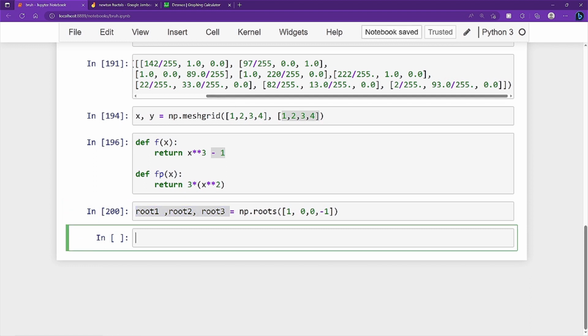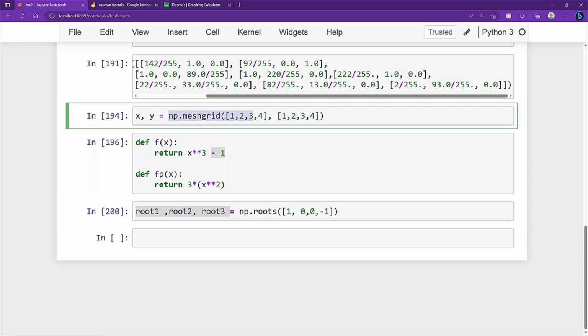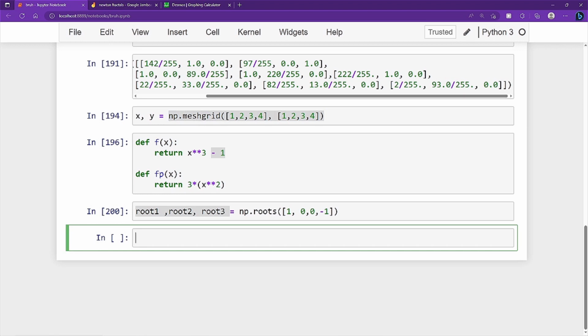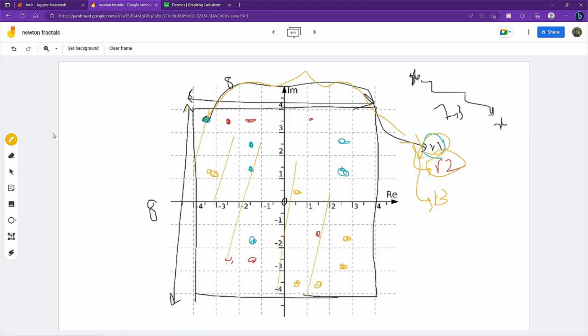Now let's make our own mesh grid. To do that, we're going to have to make linear spaces first. So let's do that, np.linspace. From -2 to 2, we're going to make a linear space. For example, we're going to go from here to here, and from here to here. This is the piece of land we're going to use to draw Newton fractals, basically. These are the points, basically.